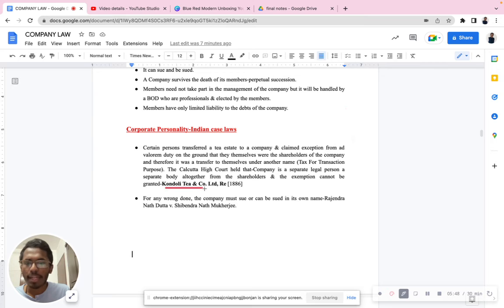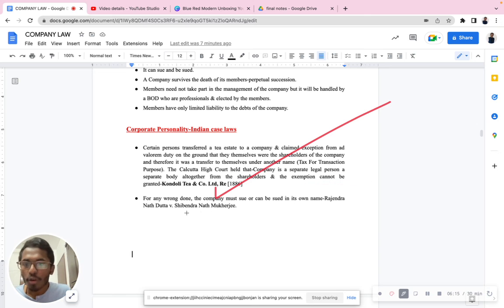That's the Kondoli Tea and Co Ltd case. It is about certain persons who transferred a tea estate to a company and claimed exemption from the ad valorem duty, which is a tax, on the grounds that they themselves were the shareholders of the company, and therefore it was a transfer to themselves under another name. The Calcutta High Court held that the company is a separate legal person, a separate body altogether from the shareholders, and exemption cannot be granted for the same.